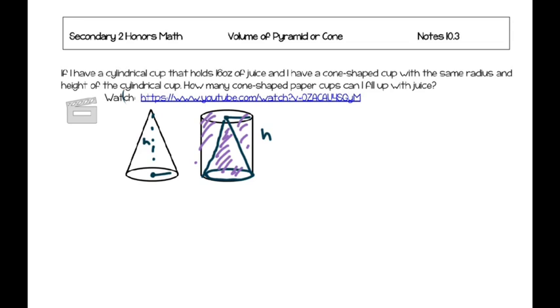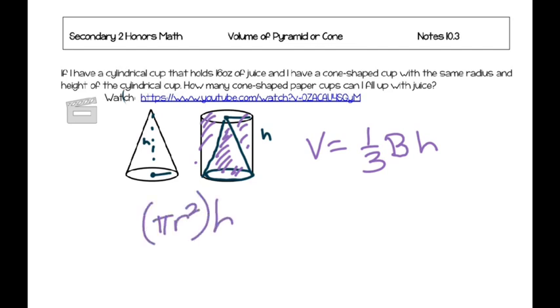And so in order to find a cone, the volume is equal to 1/3 the area of the base, which is a circle, times the height. And so to find the area of the circle, you of course do pi r squared, and then multiply times the height, and then times 1/3, because that's what you do for a cone.